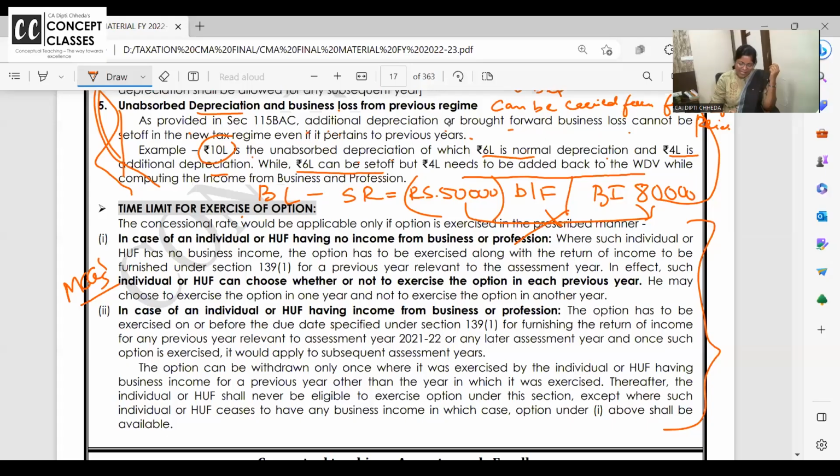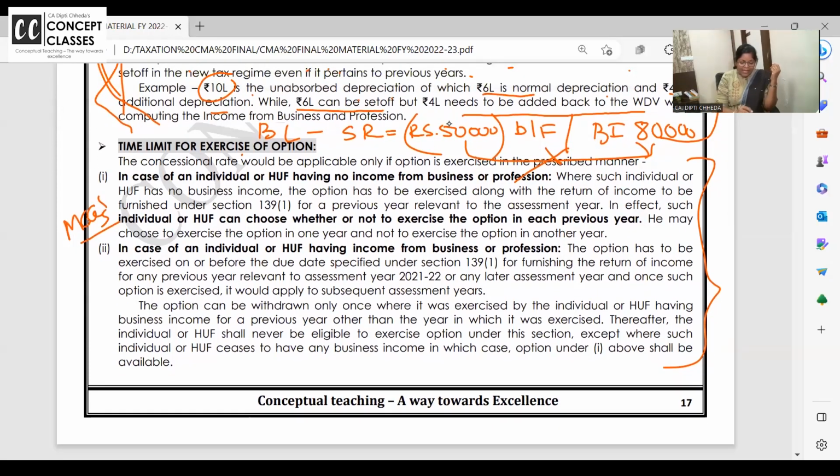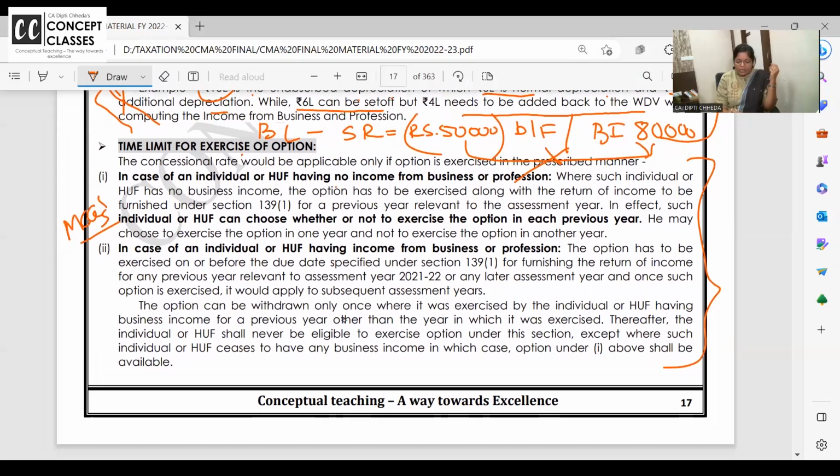This has to be absolutely clear so that you can hit the MCQ. And this is like a GK kind of question, that even if you don't read, you should be able to answer. Still, let us read word to word from here. In case an individual or HUF has no income from business, the option has to be exercised along with the return of income for the previous year. In effect, the individual can choose whether or not to exercise it each year.